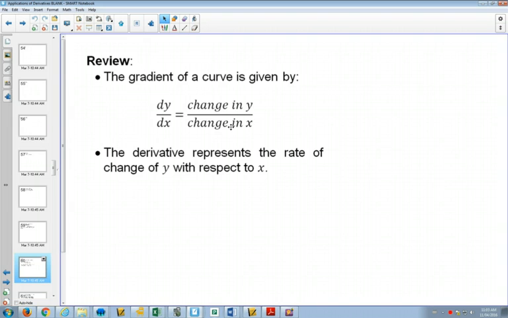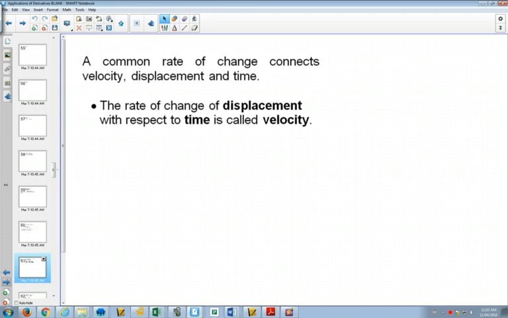We know that the slope or gradient of a curve at a certain point, we can use the derivative to find that. So if we find the derivative at a particular point, that's the slope. And slope is a rate of change, your rise over your run. So that's your derivative.